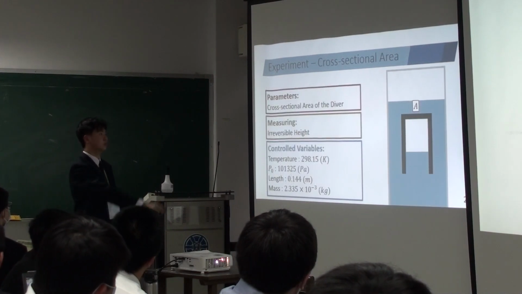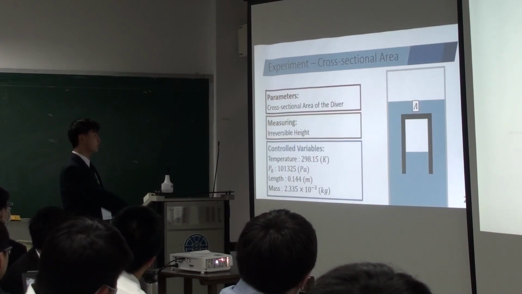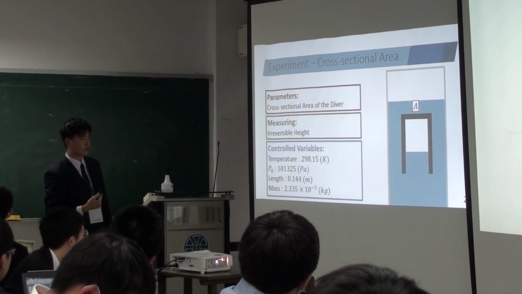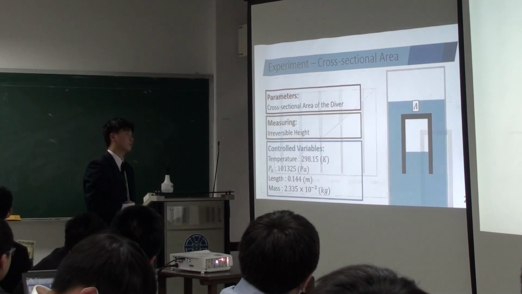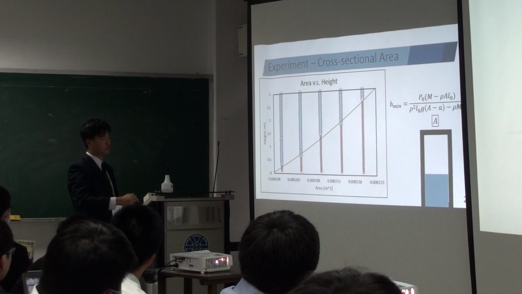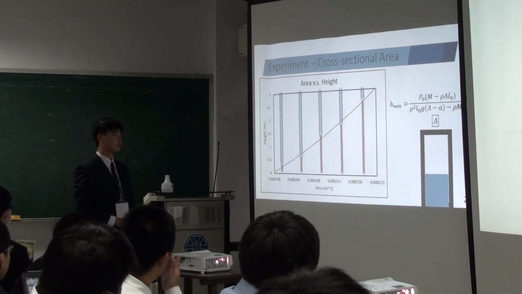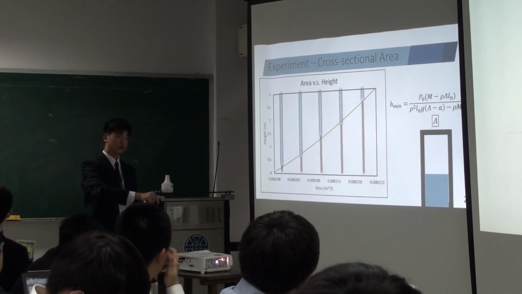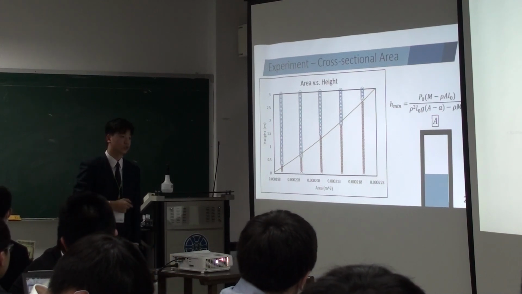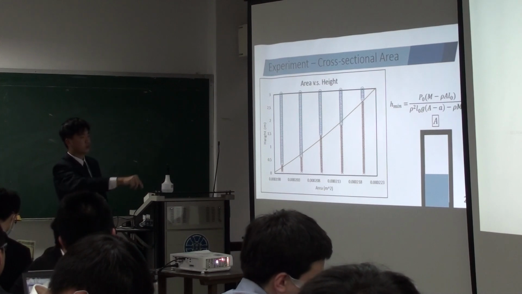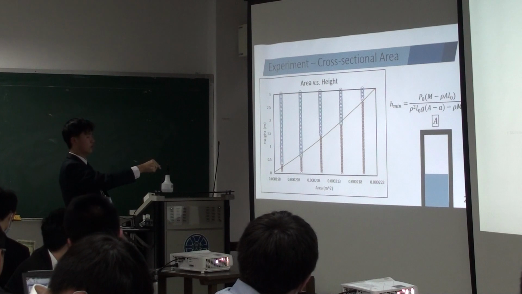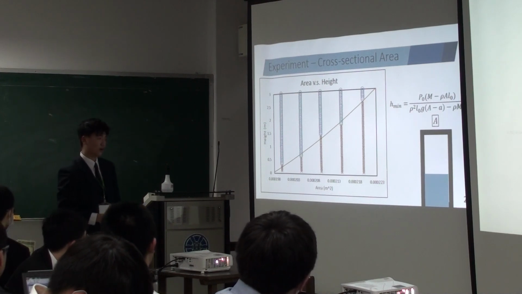And our next experiment is about the cross-sectional area. We have all variables controlled, and our parameters are the cross-sectional area of the diver, the inner cross-sectional area and the outer. And this is our experimental data. As you can see, when we increase the outer area, the height increases. It is because when the outer area increases, it will cause a bigger volume of the diver, which requires a larger water pressure to maintain the diver at the bottom of the long vertical tube. Therefore, the outer area has positive correlation with the critical height.